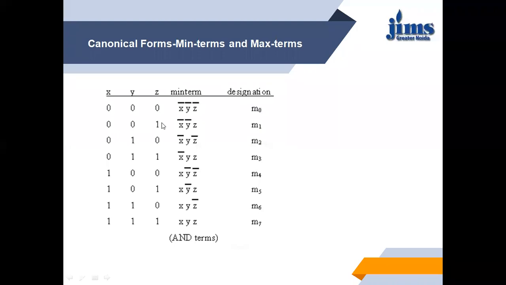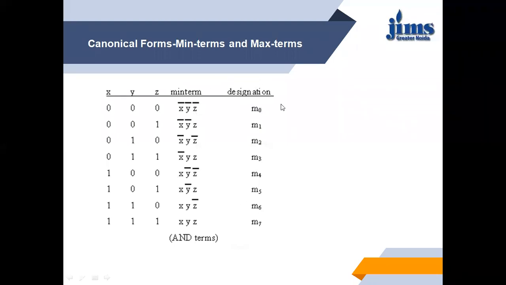So for 0, 0, 1, I write x bar, y bar, z, because z is 1, so I have written it as z. X is 0, so I have written it as x bar. Suppose 1, 0, 0. So x is 1, so it is x, y bar, z bar.